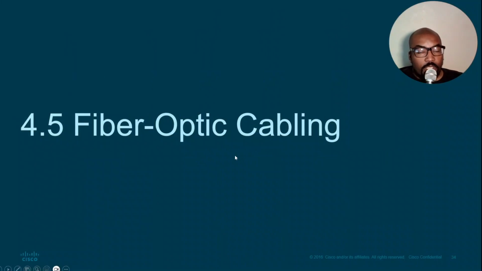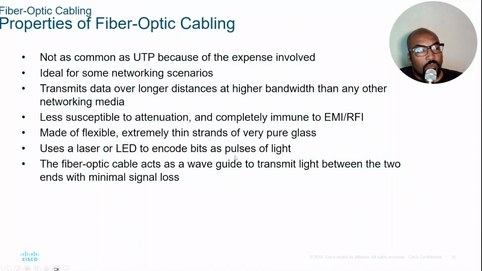Fiber optic cabling. Properties of fiber optic cabling. It's not as common as UTP because of the expense involved. Having fiber optic cabling is pretty expensive. It's ideal for some networking scenarios, transmitting data over longer distances at higher bandwidth than any other networking medium. So there's that word, higher bandwidth, right? There's that wide freeway that all that throughput goes through.